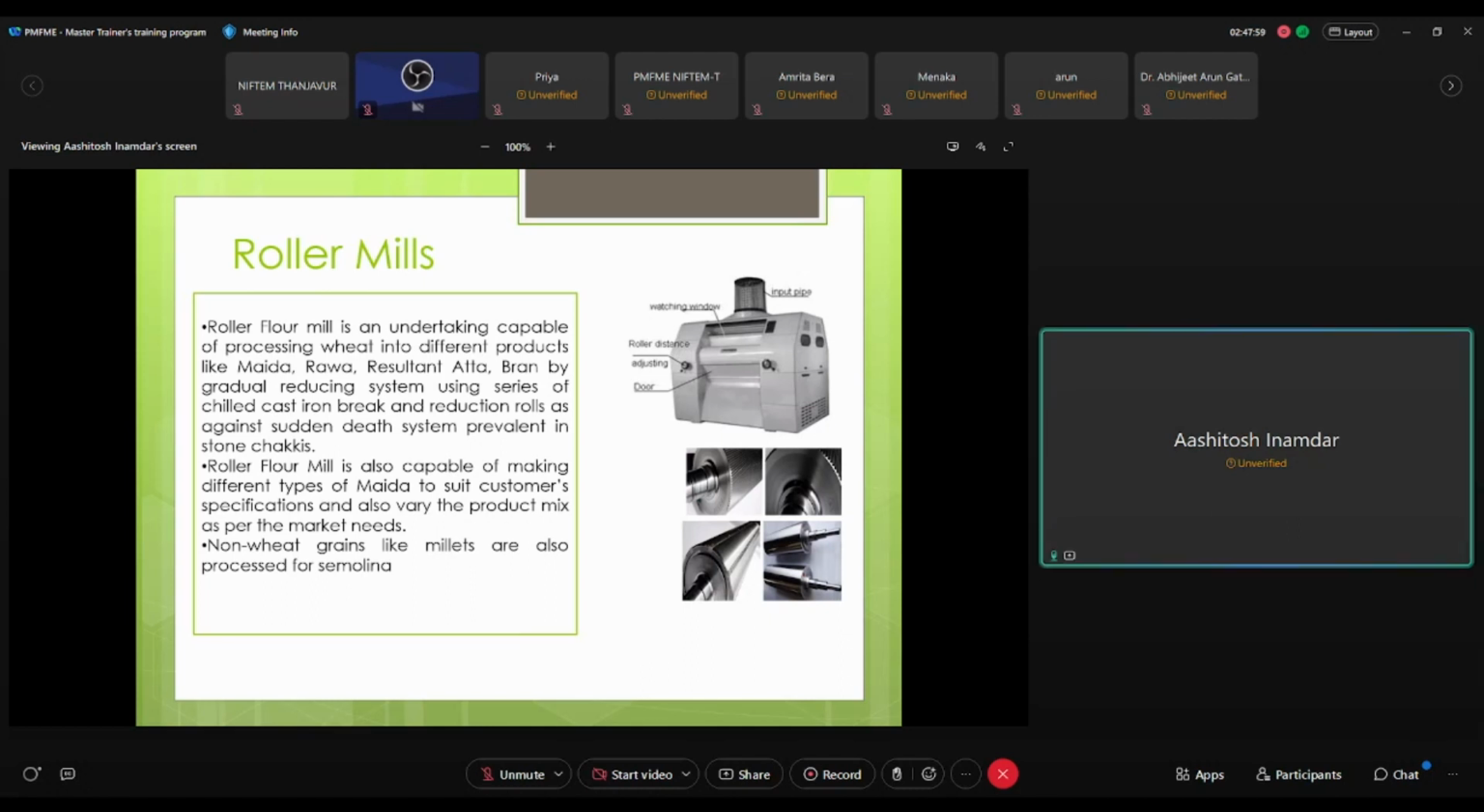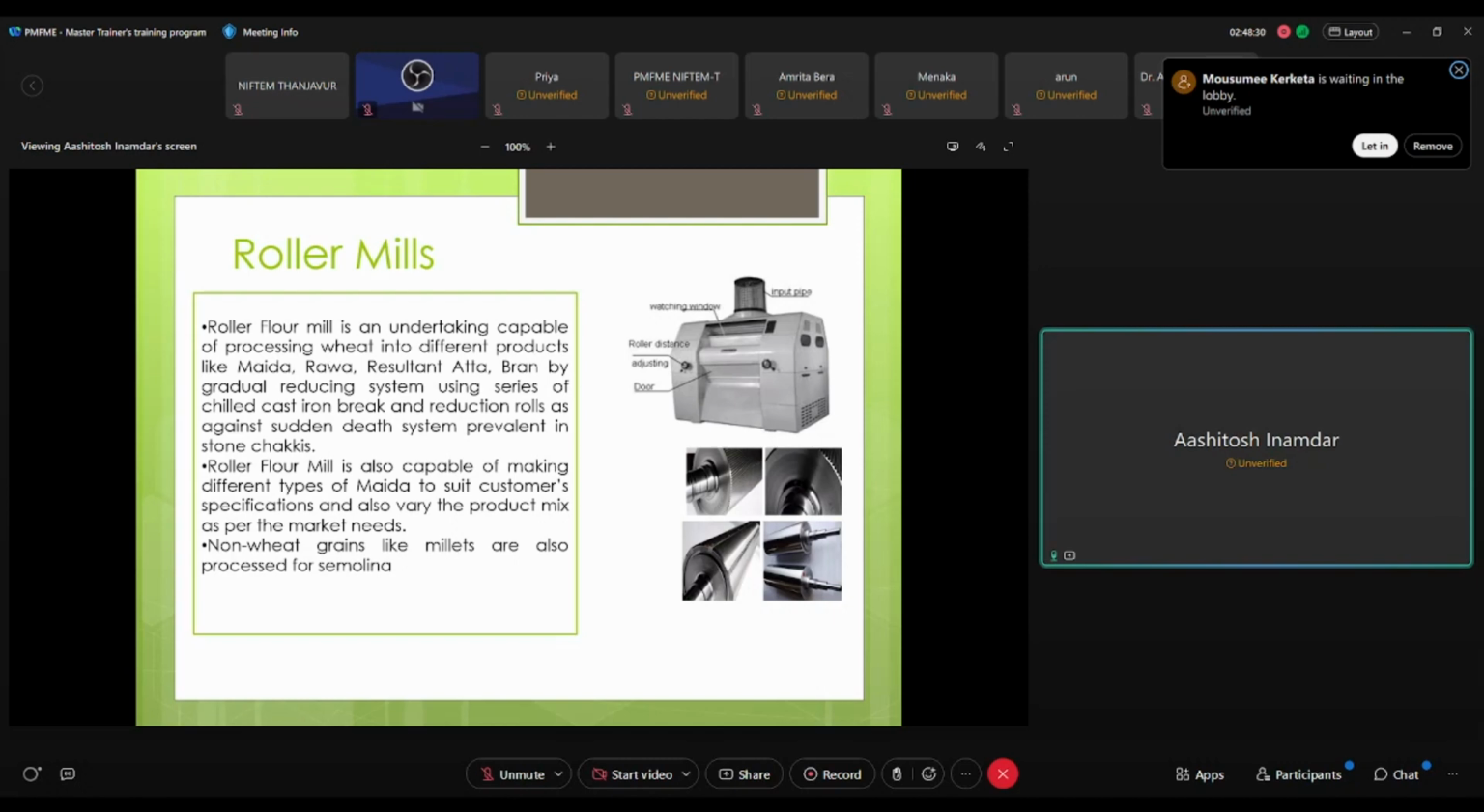So this whole rolling process is a very gradual process, unlike hammer mills and chutney mills, wherein we put the grains in and get the product out. Here it is a very slow process and involves machines called roller mills, which have chilled cast iron rolls, as shown in the picture. There are two types: one has grooves, called brake rolls, and one is smooth, called reduction rolls. This whole operation, after cleaning, has water added.